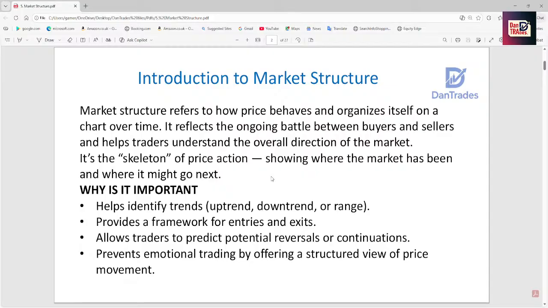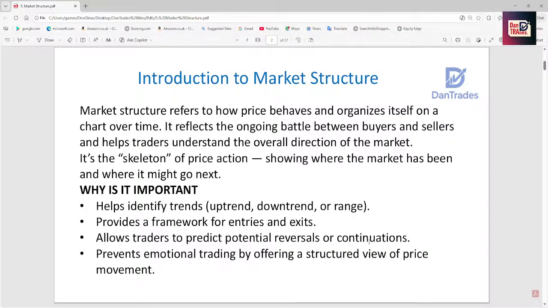So as traders, as price action traders, we need to understand where the market wants to go. It's very important to us because with that we can get to know the trend, we can get to place a trade, we can get high probable setups. If you are going against market structure, you don't expect to win your trade.